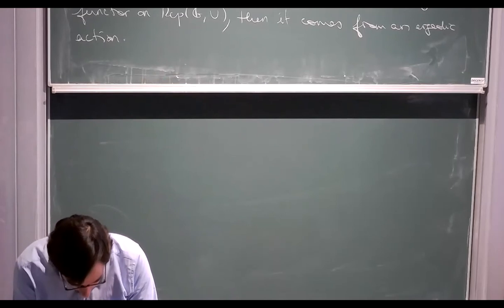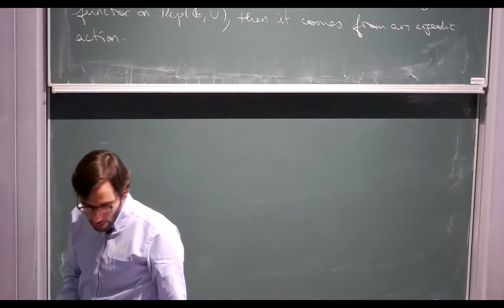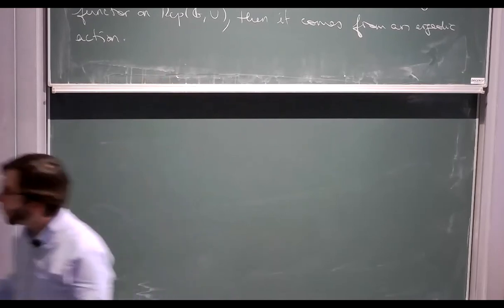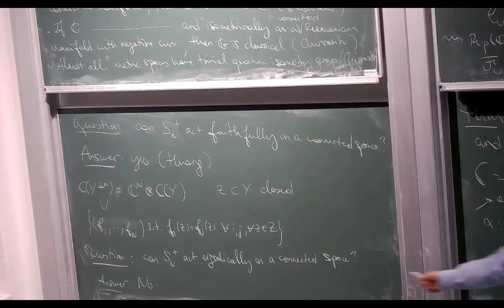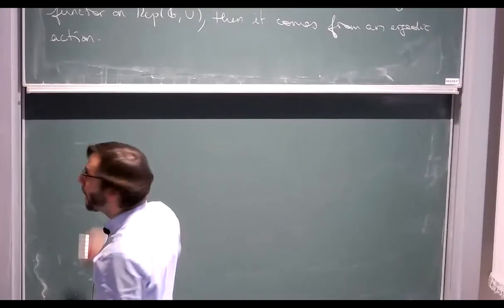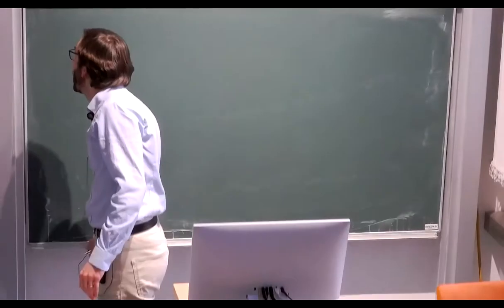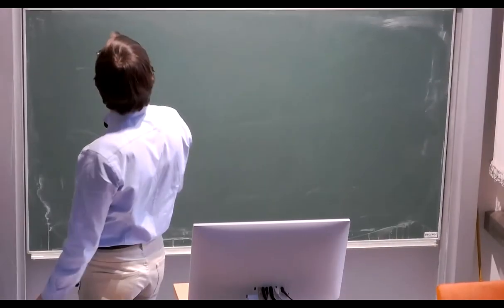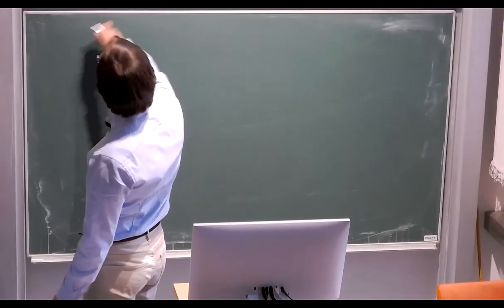Okay, so now how do we use this to prove that you cannot act ergodically on a connected space? So of course, there is one space on which you can act ergodically. It's just one point, because that's the trivial action. It's always ergodic. But apart from that one, there's nothing. So how do you do it? Well, you need a bit of representation theory of Sn plus.